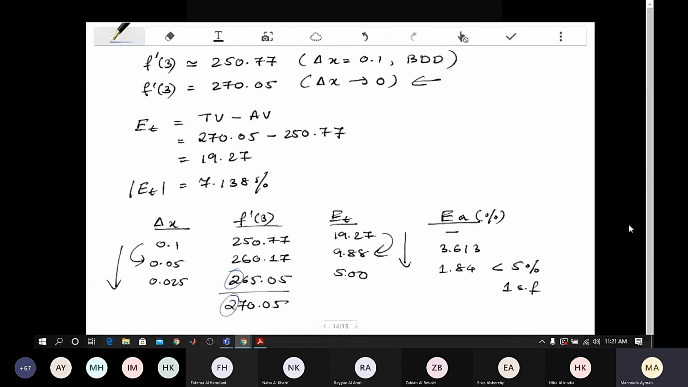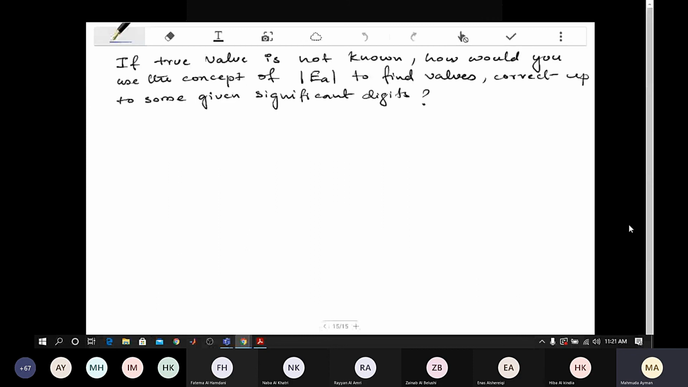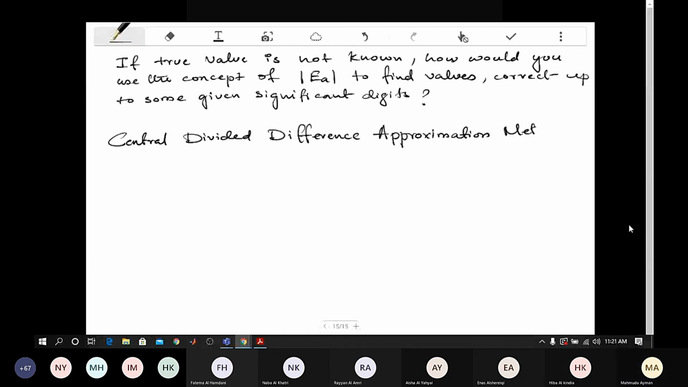Okay, so we have answered this one question here. Now let's go to the central divided difference approximation method. So I'll draw the function again.